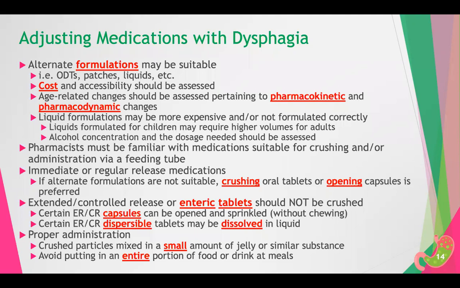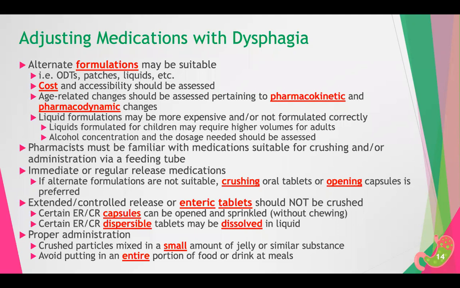We also have to take into account with liquids that there could be alcohol in these formulations. So the alcohol concentration and the dosage needed should be assessed, because if it is something where they need a high dose, which means they would have to have a high amount of that liquid. If it's an elixir, then that means that they would be consuming a higher concentration of alcohol, and that would not be appropriate for our older patients.